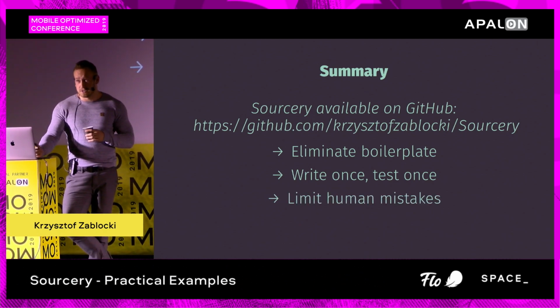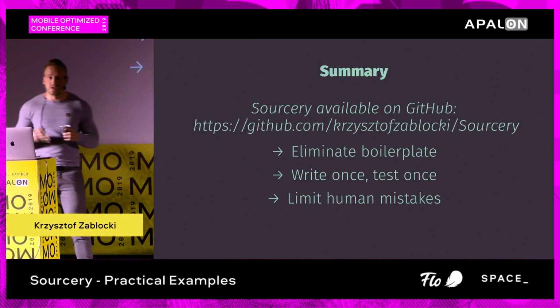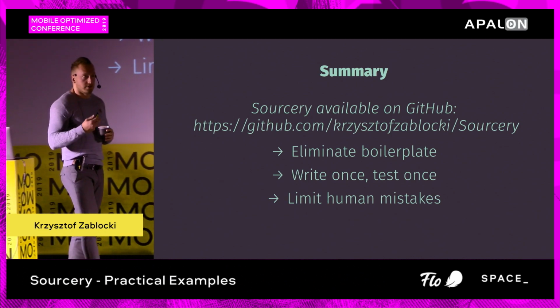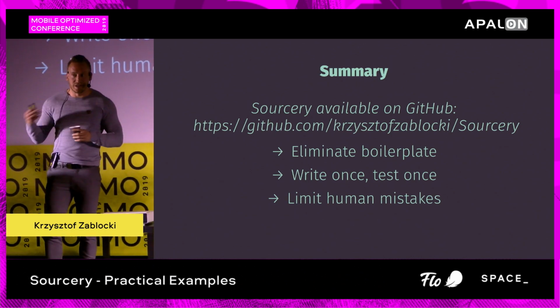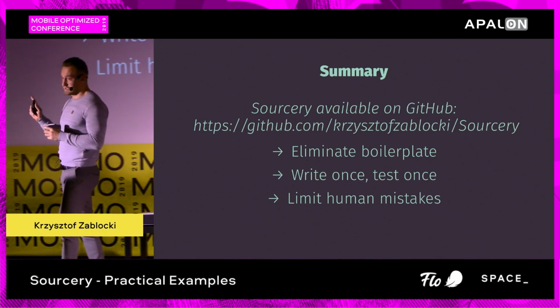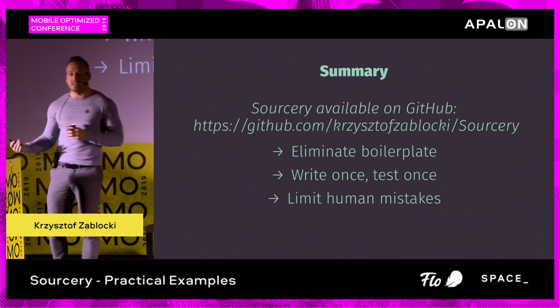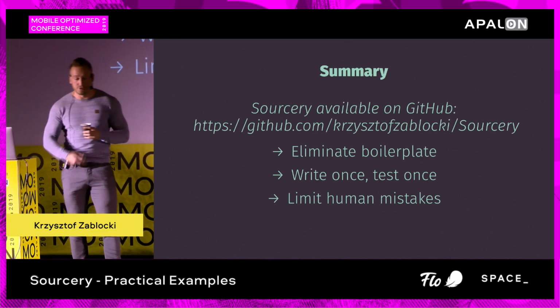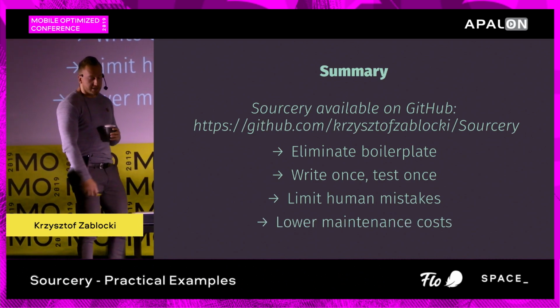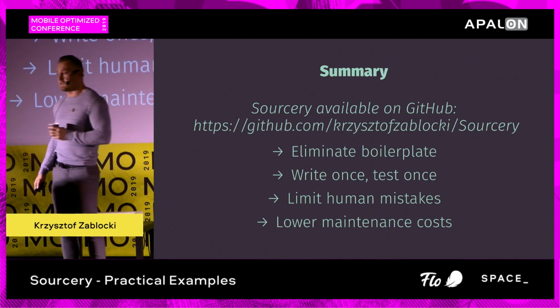First off, the main reason for Sorcery to exist is to limit human mistakes. Humans are not very good, not very reliable and not very consistent. Automation is very consistent. If you define the algorithm once, it will always look the same way until you modify it. And that lowers the maintenance cost.